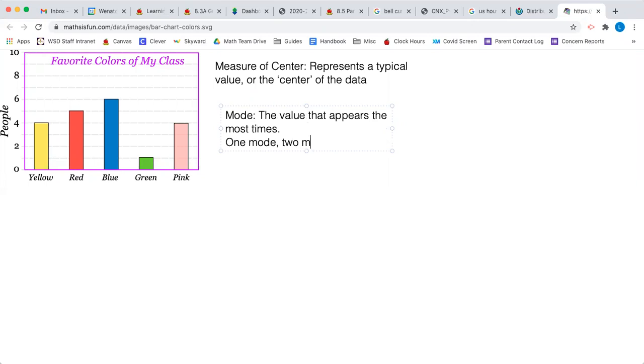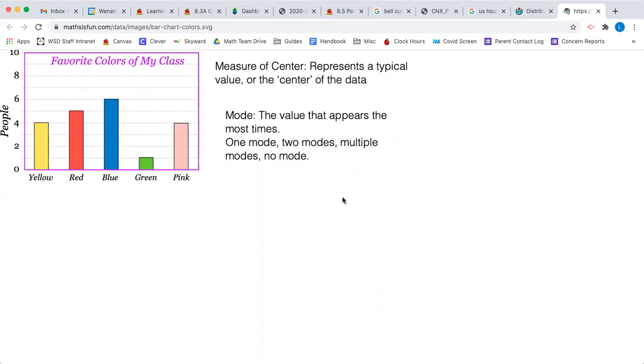Sometimes two modes, or multiple modes, or no mode. So if you had a data set that had 100 unique entries in it, you would say that there was no mode in that data set. But generally, if there's a manageable number that are tied for the most number of values, then you would say we have that number of modes.